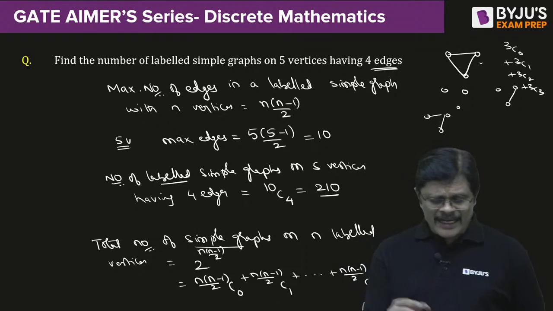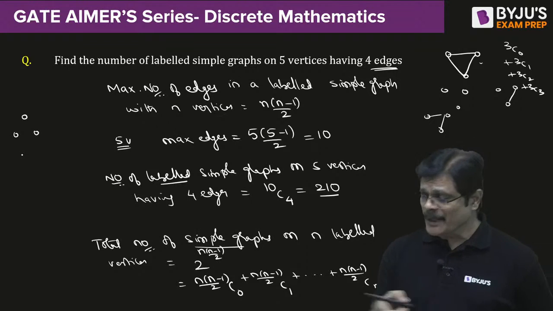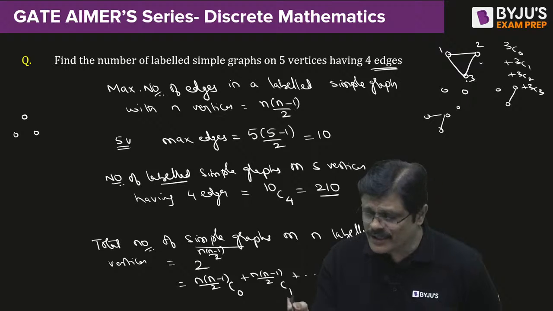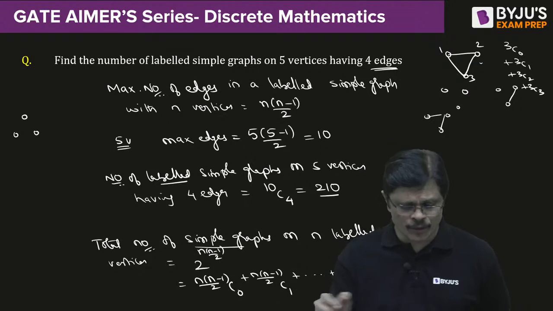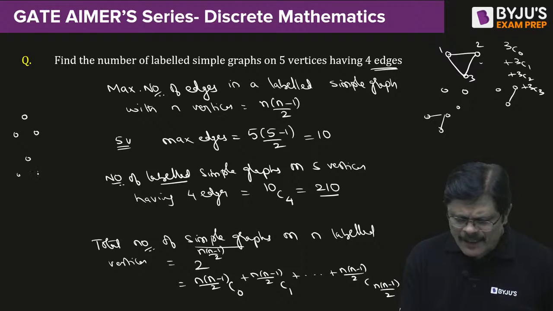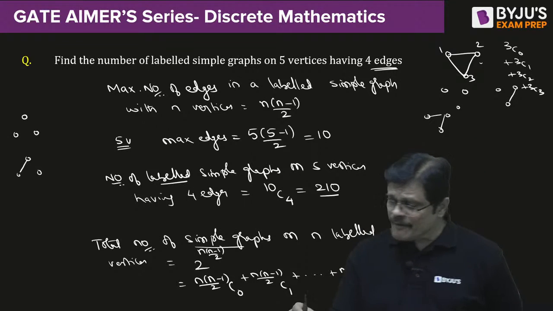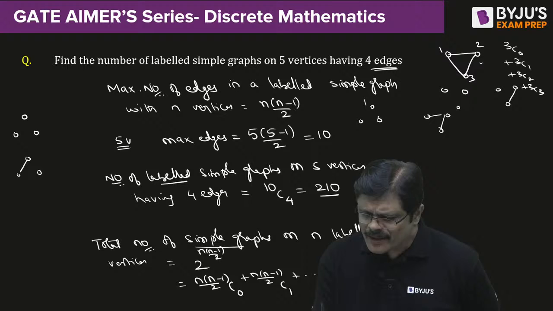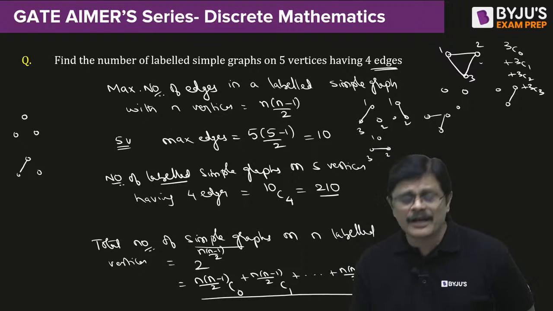Because 3 unlabeled vertices means this is a 0 edge graph. Here I am not putting labels, only to explain the idea. If it is an unlabeled graph, there is only one 0 edge graph and only one 1 edge graph. Suppose if it is labeled, 1, 2, 3 is there. This is one fellow, this is another fellow, this is another fellow. Here we are counting these labeled graphs.